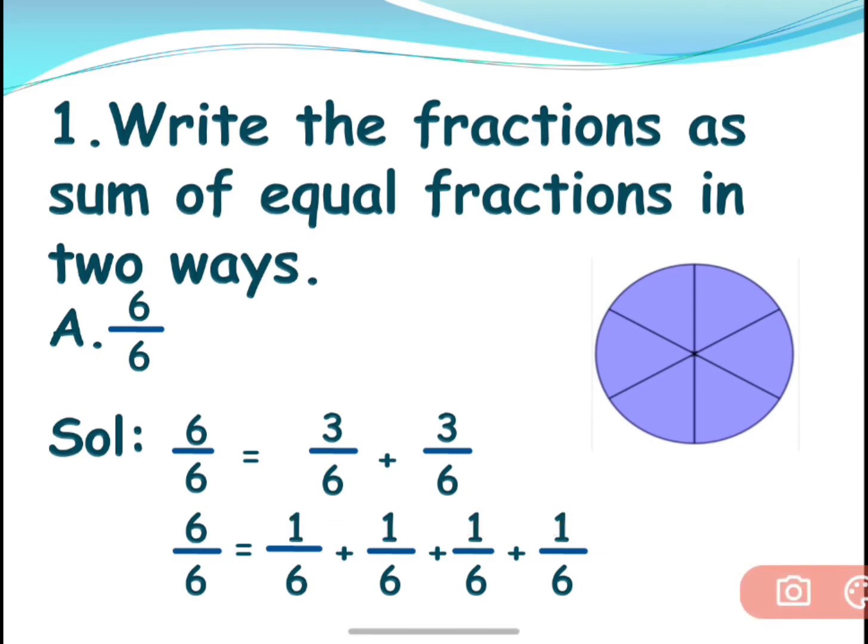More 2 parts are there. So you will add 2 more. 1 by 6 plus 1 by 6. Okay, so we have written sum of equal fractions in two ways for the given fraction. Okay, given whole we can say 6 by 6, no? One whole it is. Yes, so in this way you need to write the sum of equal fractions for the given fraction as whole. Okay, so let's see another one.